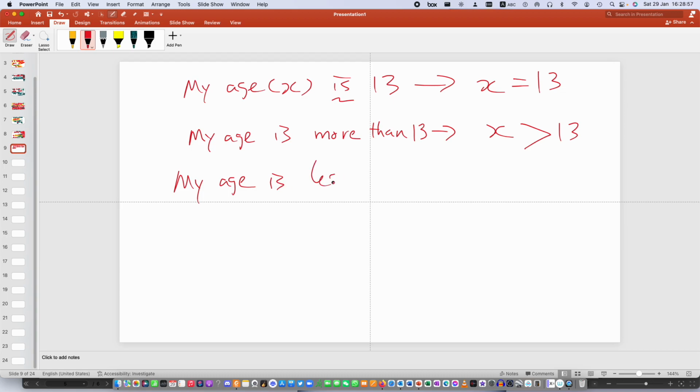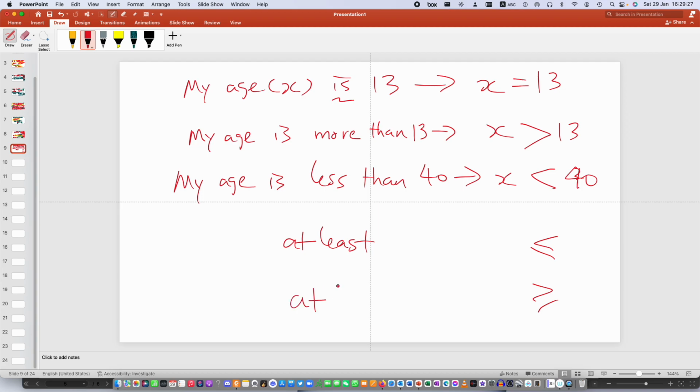My age is less than 40. So how do you represent it? Less. Any equal sign? No. Okay, good. Then when do you use the bigger equal and smaller equal? What's the English? At least. At least is which one? So you put the at least here, or you put the at least here.